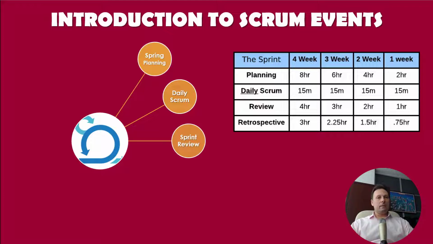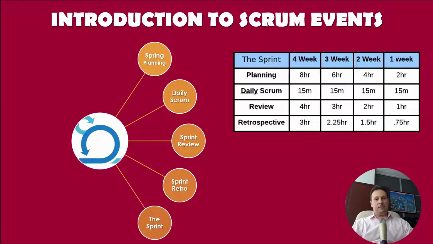Third one is sprint review. It takes place at the end of the sprint and is designed to gather actionable feedback on what the team has completed. The fourth is the sprint retrospective. It takes place after the sprint review. The sprint retrospective is an opportunity for the Scrum team to inspect itself and create a plan for improvement to be enacted during the next sprint.